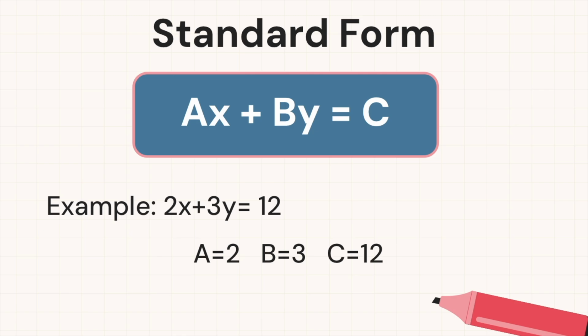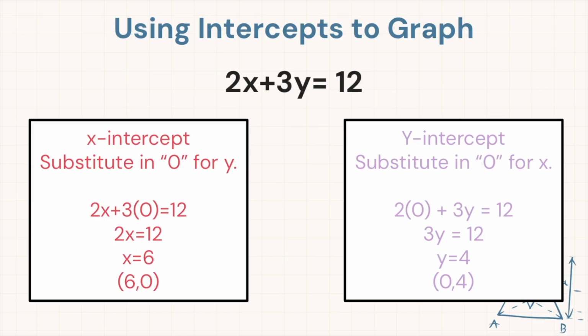Now let's see how we can graph this. To graph in standard form, we're going to use intercepts. We learned about intercepts earlier, where the line is going to cross both the x and y axis. So in order to find the x-intercept, we're going to substitute in 0 for y. We do 3 times 0 is 0, giving us 2x equals 12. Divide both sides by 2, and we get x equals 6.